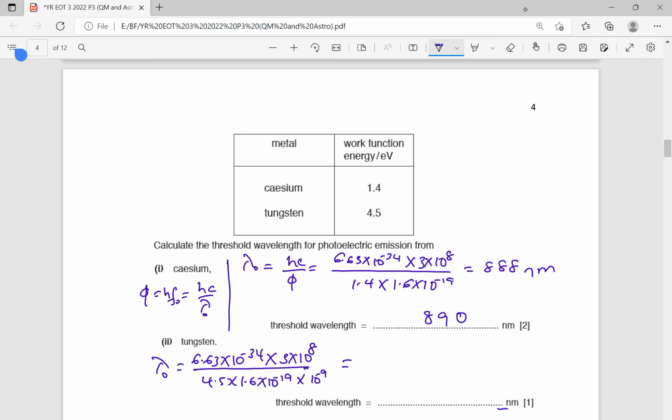So this will give me, when I press the calculator, 280 nanometers. So the threshold wavelength, lambda naught, is 280 nanometers.